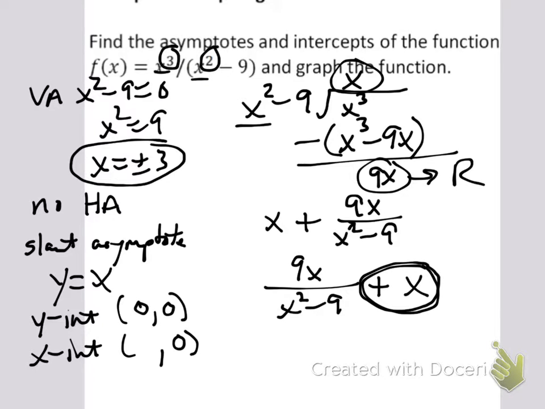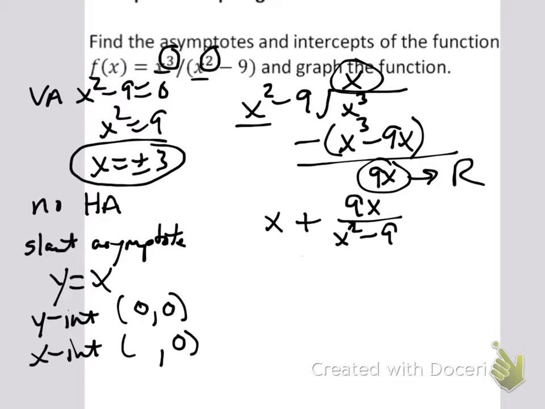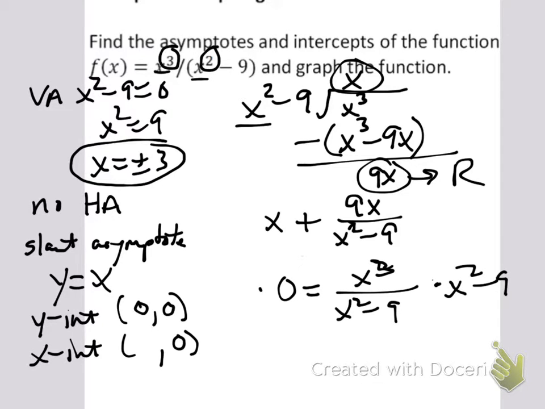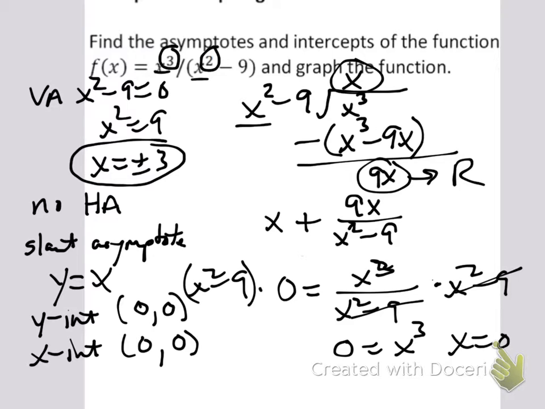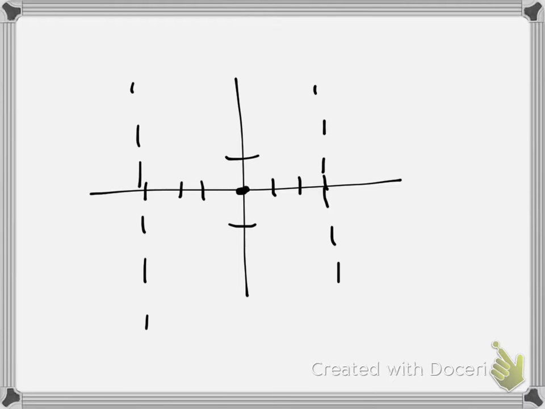Now, let me erase this. So now, I'm going to let 0 equal x to the third over x squared minus 9. Well, if I multiply both sides by the denominator, those go away. Well, 0 times this is 0 equals x to the third. Well, that just means x equals 0. So in this situation, the y-intercept and x-intercept are the same. They're both at the origin. So that's that point right there.